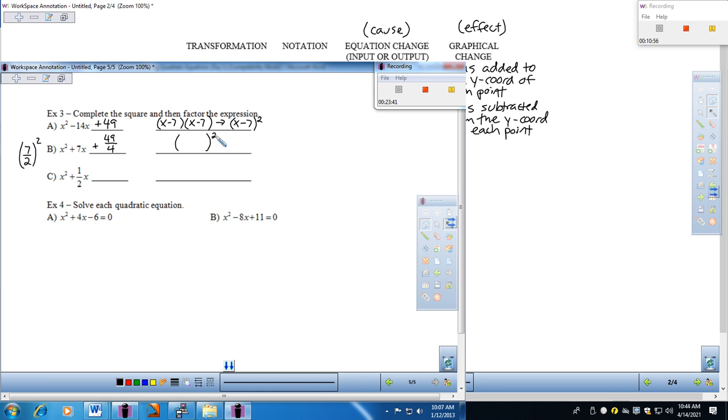So the question is, what times itself would give me this right here? Well, we all know, of course, x times x is x squared. And we would look at this and be like, what times itself is 49 over 4? Well, guys, obviously it's the 7 over 2. So this is going to be 7 over 2, because 7 over 2 times 7 over 2 is 49 over 4. And if it has to add to that 7x right there, then it has to be a plus right here. So this would be x plus 7 halves times x plus 7 halves. And if I was to FOIL that out, lo and behold, I would get this right here.